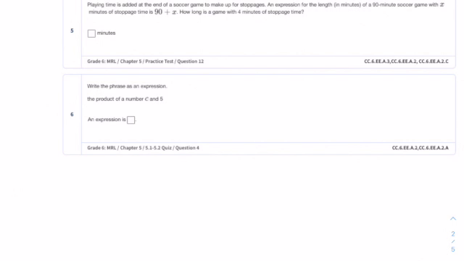So in this one, this is a very simple word problem for how to evaluate algebraic expressions with a very simple expression. So 90 plus X, and it says here X minutes of stoppage time. So that means that X is the amount of stoppage time. So X equals stoppage time.